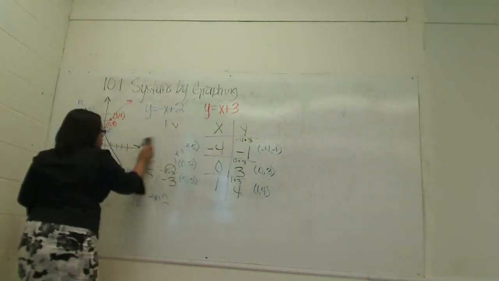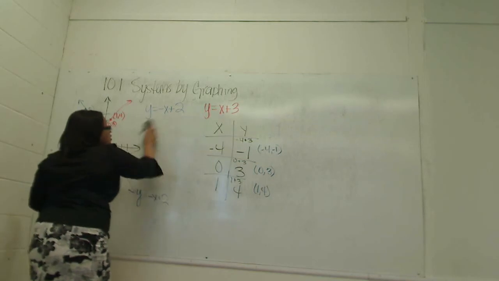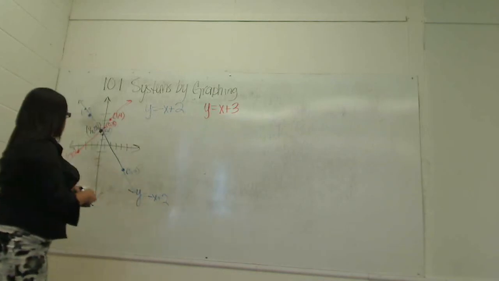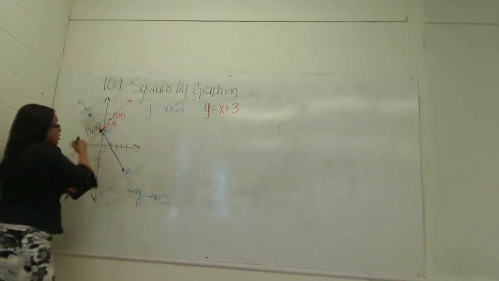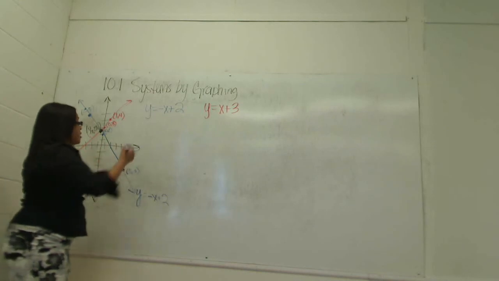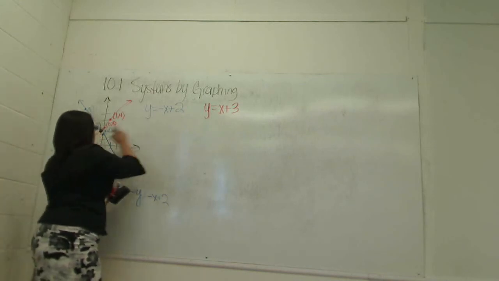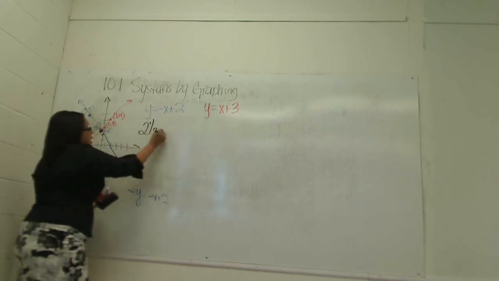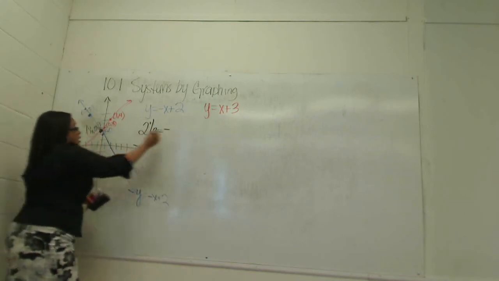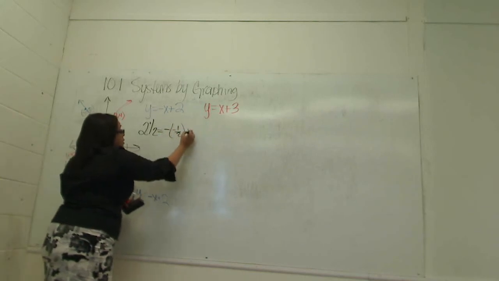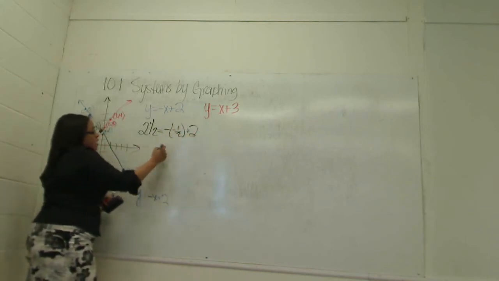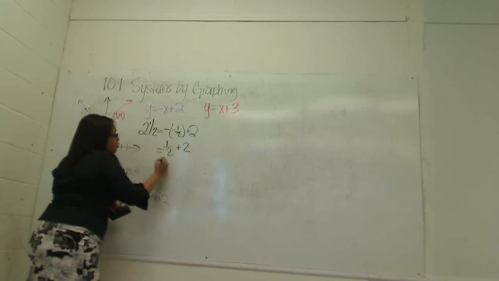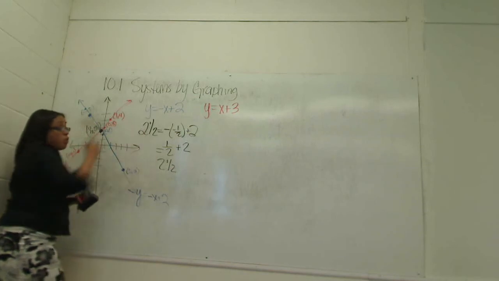Erase these. It's negative 1/2 because it's in the second quadrant. So I'm saying that y is 2 1/2, because that's what I got from here, equals negative 1/2 plus 2. Well, you can't have negative negative, so that becomes positive 1/2 plus 2, which equals 2 1/2. So yeah, that does work for this.